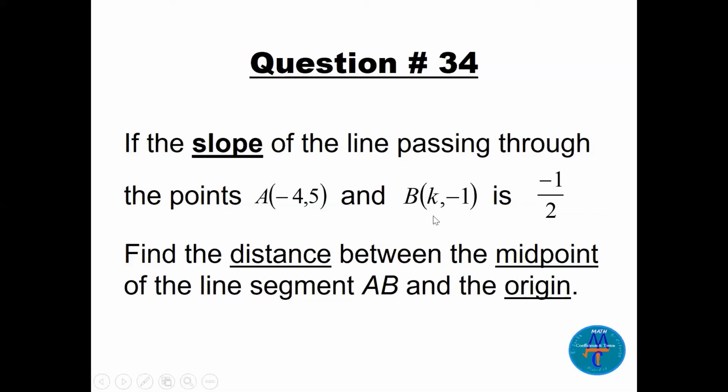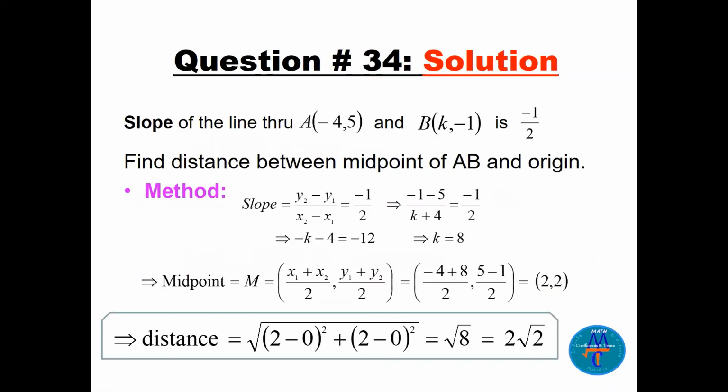It's a little story here, not a big story, just a little story. So AB now, let's see. I find the slope, y2 minus y1, you know the formula, over x2 minus x1, is equal to minus half. Put the numbers here: minus 1 minus 5 over k plus 4, and then k will be 8.